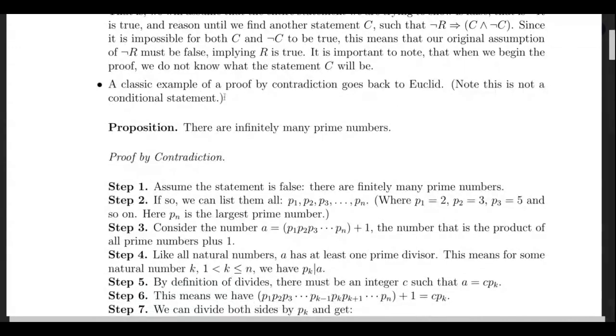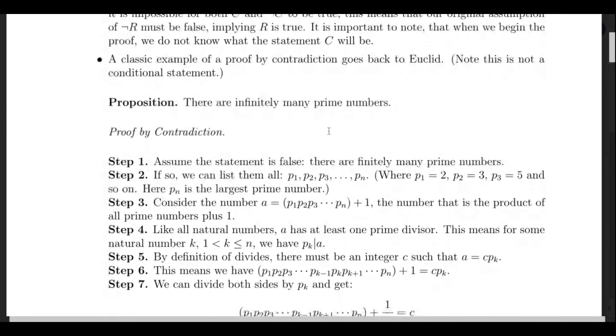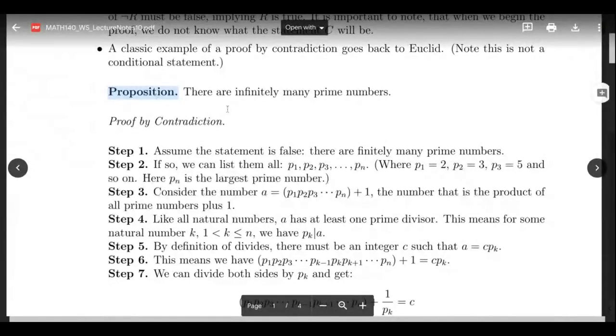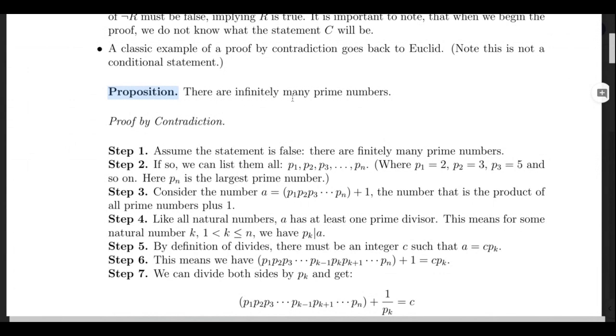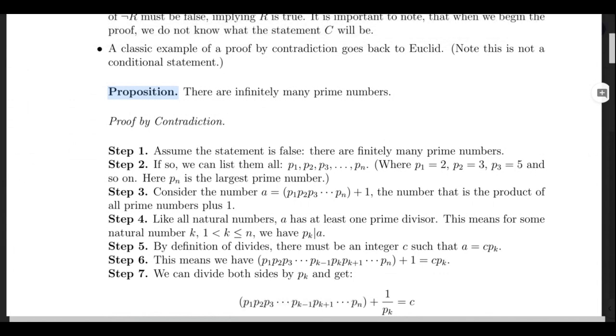A classic example of a proof by contradiction goes back to Euclid. We know Euclid, right? We're using Euclidean space. So it's not a conditional statement. Let's see this proposition: there are infinitely many prime numbers. These are in the set of counting numbers, or natural numbers. Natural numbers, remember, are counting numbers: 1, 2, 3, 4, and so on and so forth.